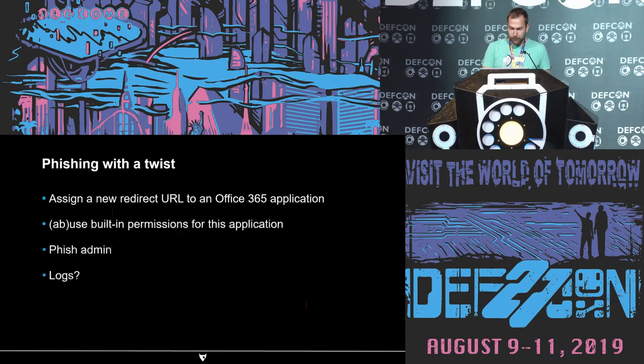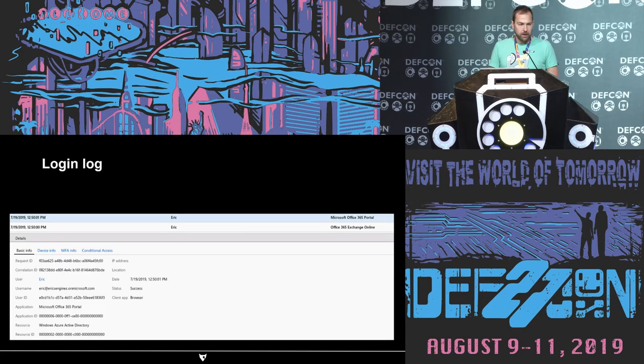You can make this even more fun. Because there are like 200 built-in Office 365 applications that the application admin can also modify. And if you assign a whitelisted URL that this application can use to sign users in, and you then assign your own URL, you can use the built-in permissions for the application to actually phish the admin again. And if you look at the logs, this actually doesn't show anything suspicious.